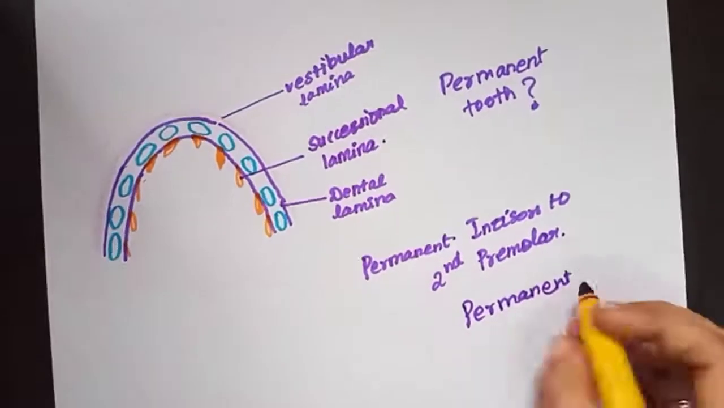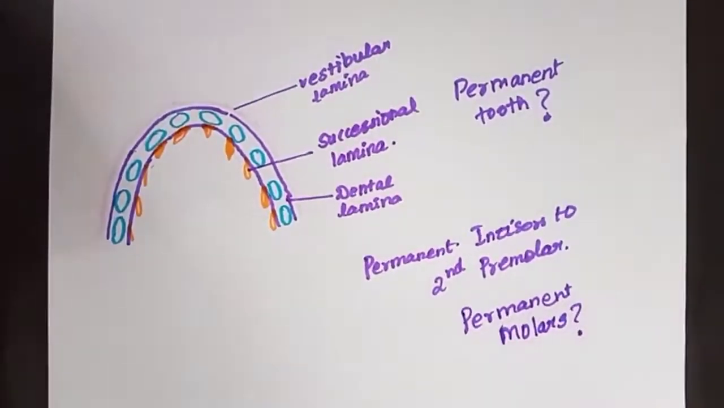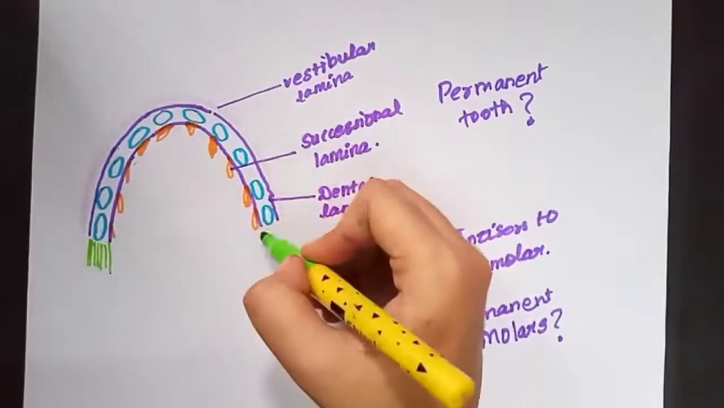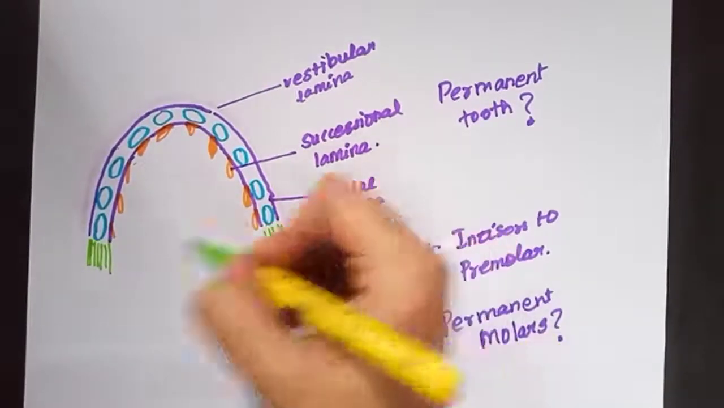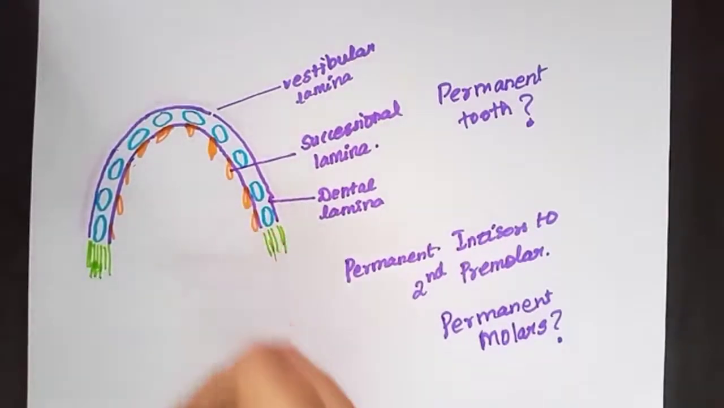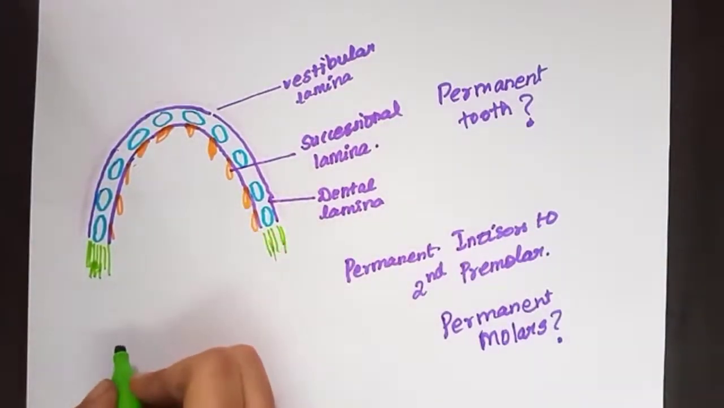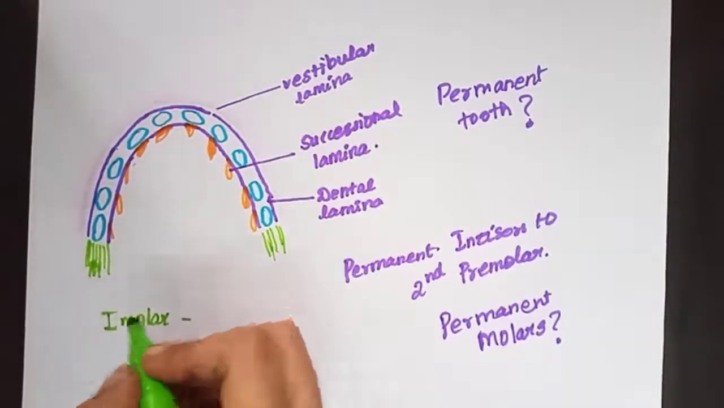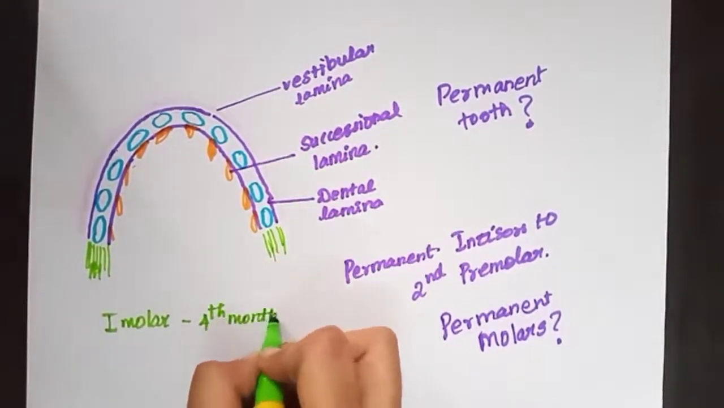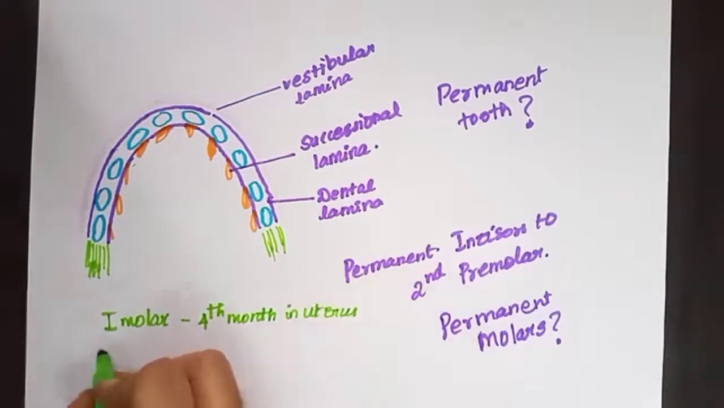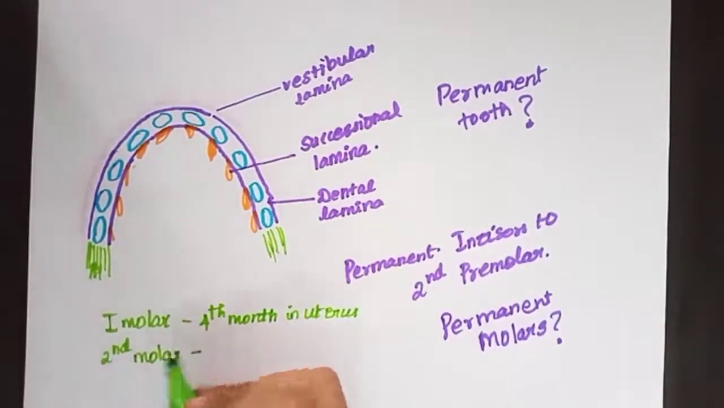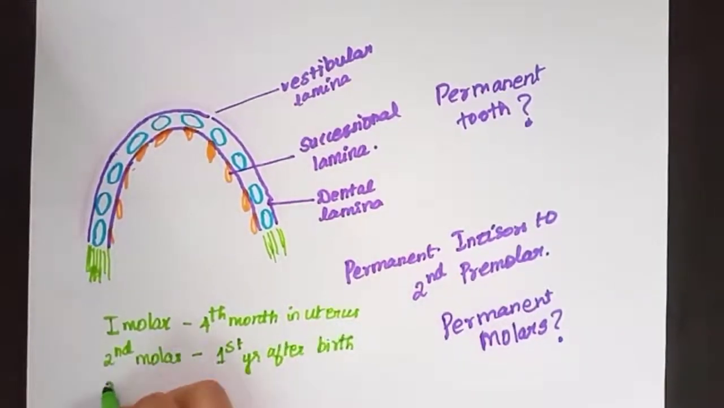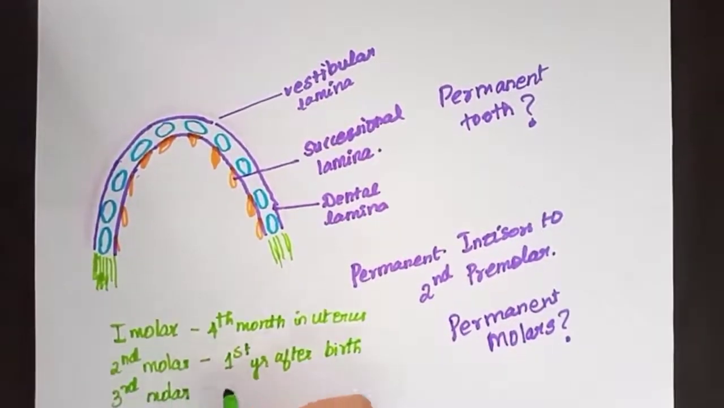Then, what about permanent molars? Dental lamina then proliferates distally during the development of the jaw, that is, ramus of the mandible and the tuberosity of the maxilla, and then the permanent molars arise directly from the distal extension. The first molar develops at 4th month in the uterus. The second molar is initiated at about first year after birth, and the third molar at 4 or 5 years.